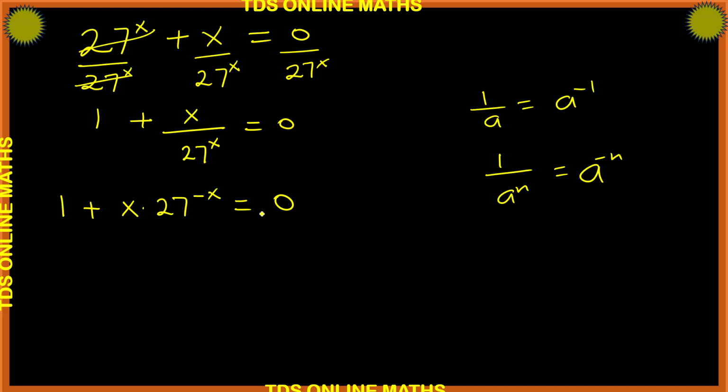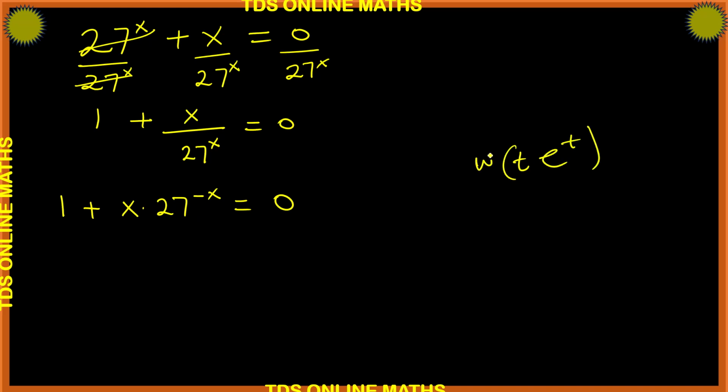Okay, now before we can solve this question, we need to apply the Lambert W function. All right, so let's record something under the Lambert W function. In case we're given t times e raised to t, then we take the Lambert W function, the answer will be t.